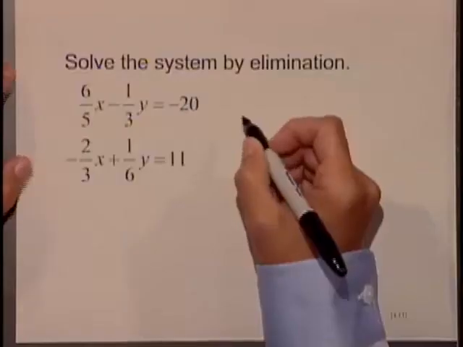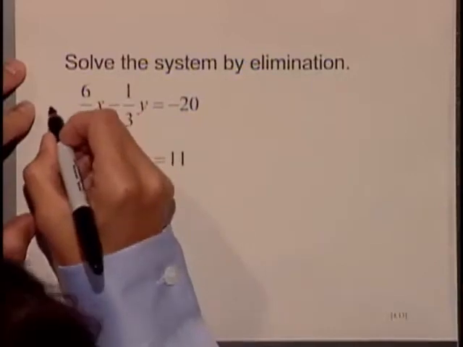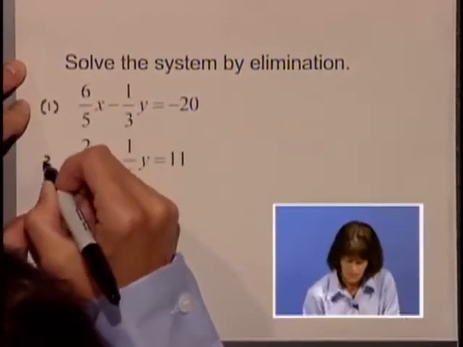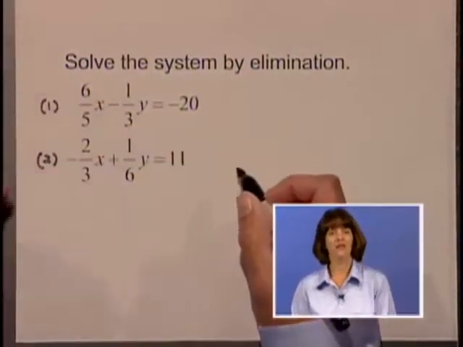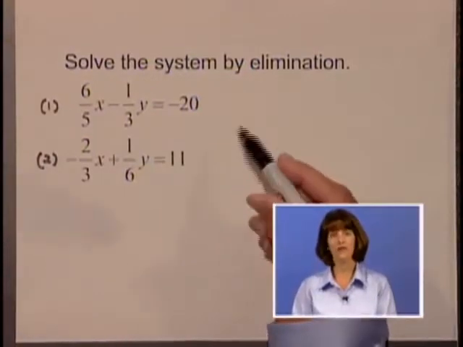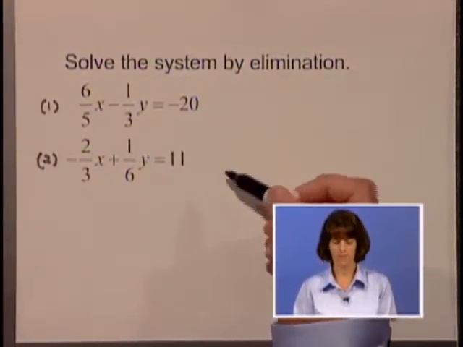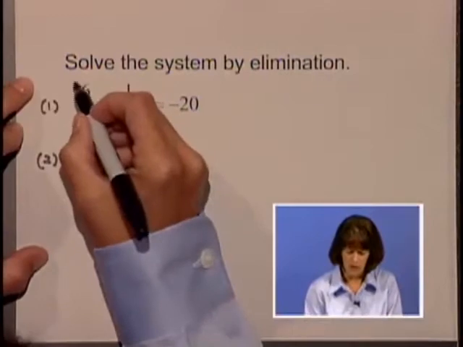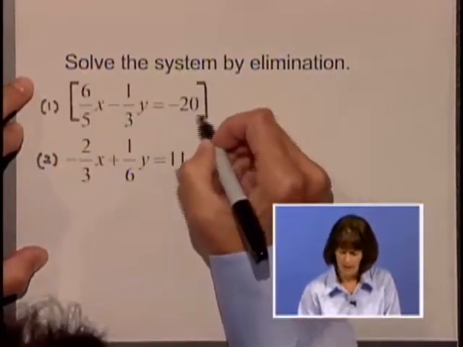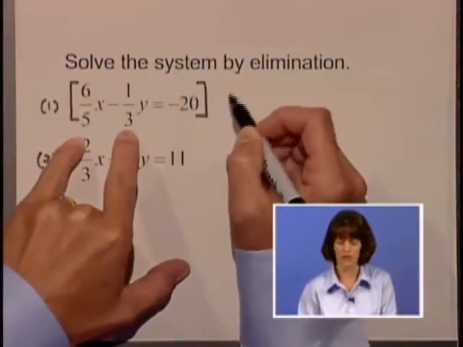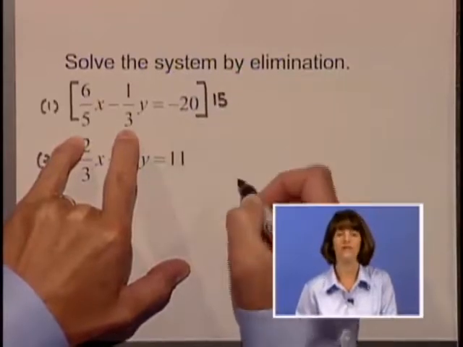Let's solve this system using the elimination method. As we look at it, it seems a bit complicated. It has fractions in it. Let's start by naming these equations 1 and 2, and let's choose to get rid of those fractions. Let's multiply equation 1 through by the lowest common denominator of 5 and 3, or 15.